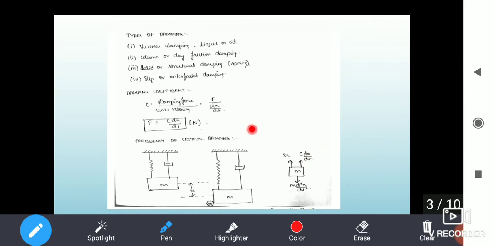So we will be seeing various terms like damping coefficient. Damping coefficient is nothing but the ratio of damping force to unit velocity. So damping force is denoted by F and unit velocity is denoted by dx by dt. If you want the damping force, just cross multiply. So C into dx by dt, and this damping force unit is Newton.